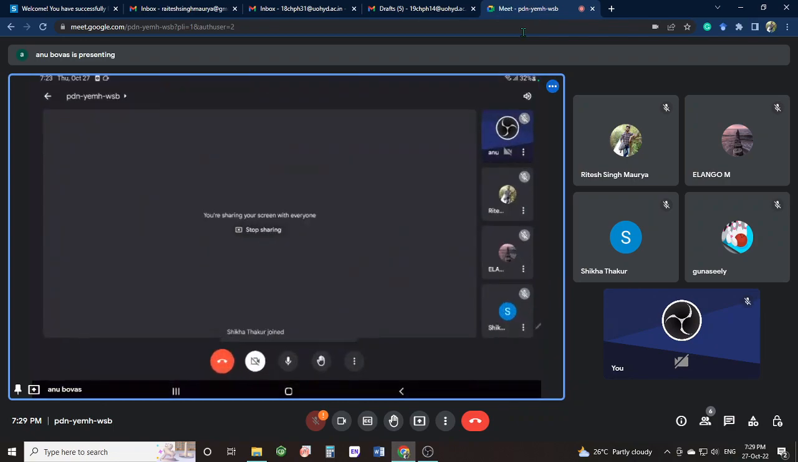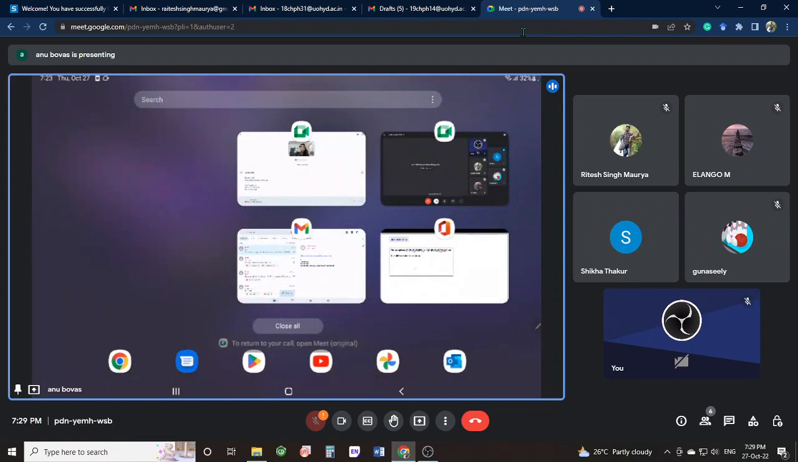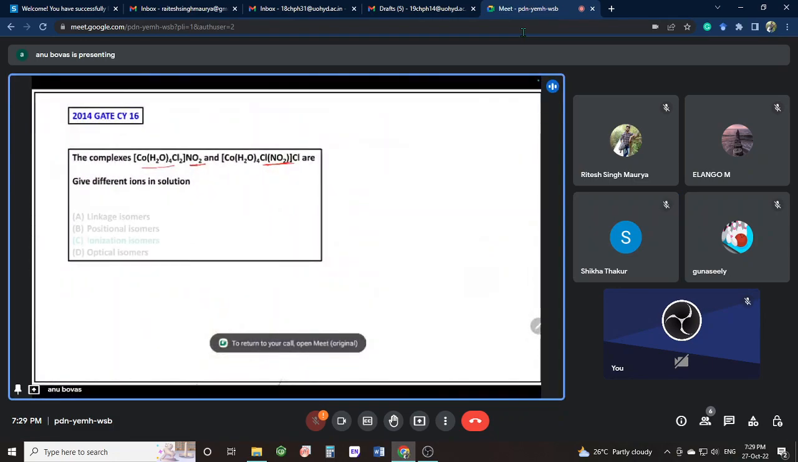Anyone? Ionization isomers. Yeah, ionization isomers, correct. So these are called ionization isomers. Okay, so just see whether it is giving different ions.